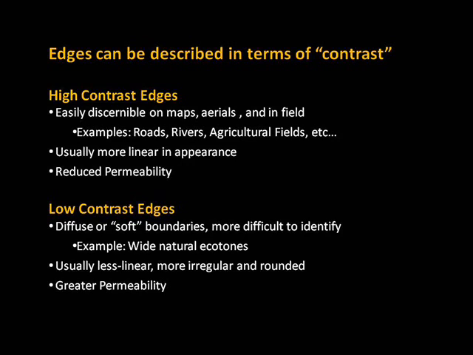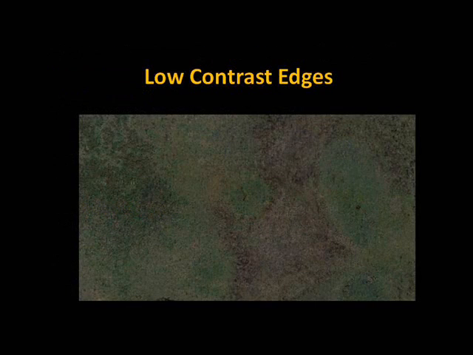High contrast edges can be easily discerned on maps, aerials, and in the field. These areas, such as roads, rivers, agricultural fields, and the like, are typically linear in appearance and constrain or resist species movement. By way of comparison, low contrast edges, such as wide natural ecotones, are often referred to as soft or diffuse boundaries, as they are generally less linear and more irregular in appearance. Low contrast edges better facilitate species movement.